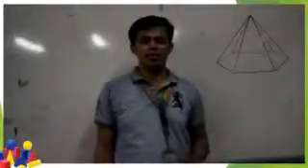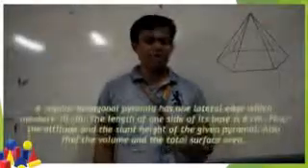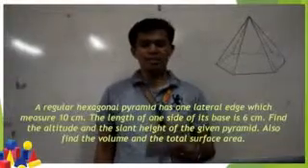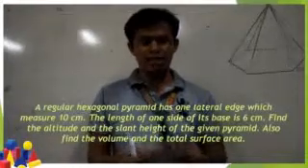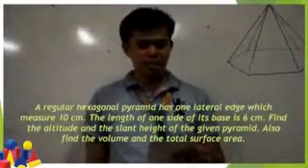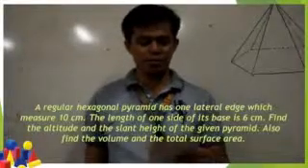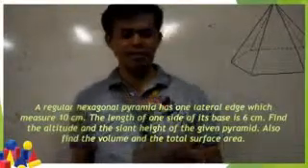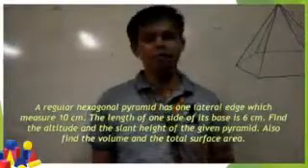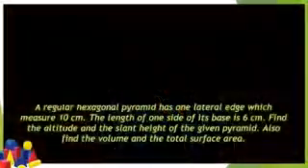Now let's try to solve an example. Here's the problem. A regular hexagonal pyramid has one lateral edge which measures 10 cm. The length of one side of its base is 6 cm. Find the altitude and slant height of the given pyramid. Also find the volume and the total surface area.